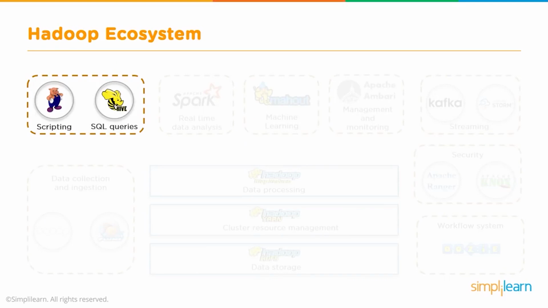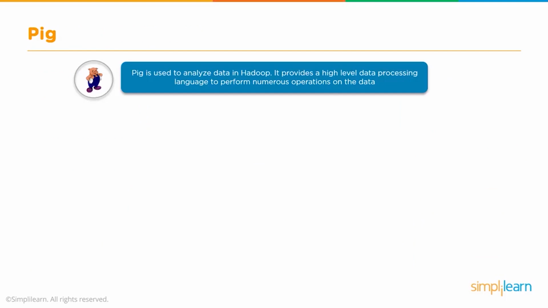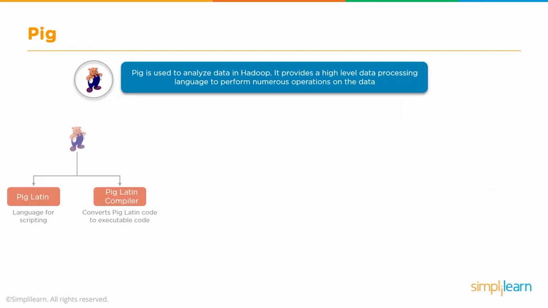And so we have the two here, and you can also think of these, it actually says scripting and SQL queries. A lot of times they're both referred to as queries. So you have both the Pig and the Hive. And Pig is used to analyze data in Hadoop. It provides a high-level data processing language to perform numerous operations on the data. And it's made out of Pig Latin, a language for scripting. The Pig Latin compiler converts Pig Latin code to executable code.